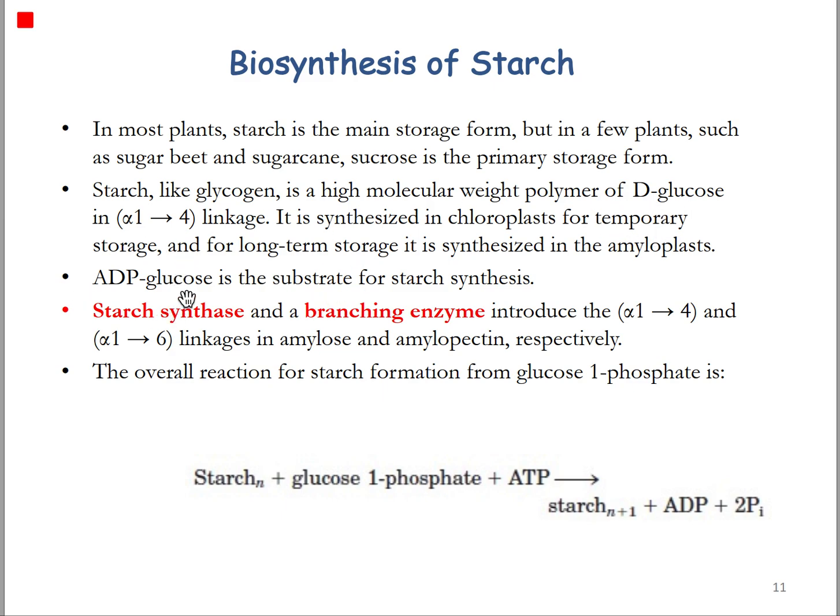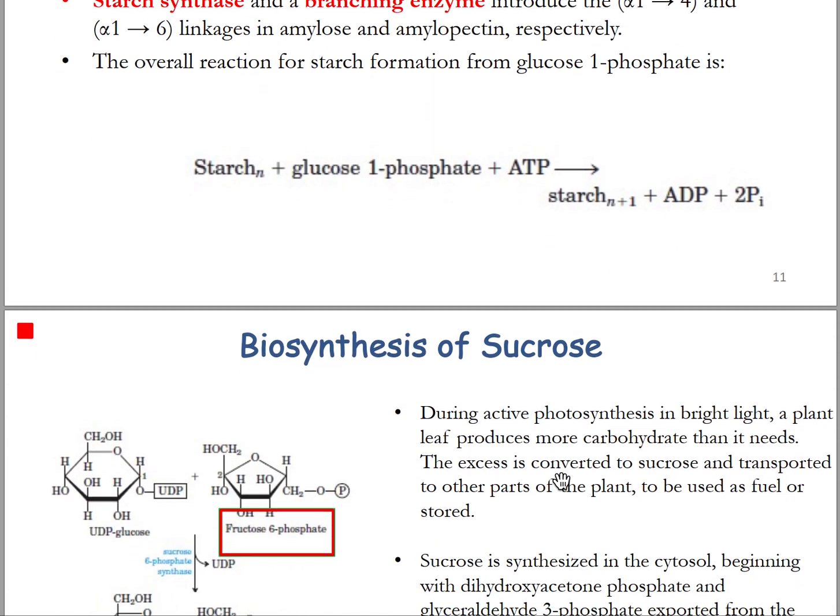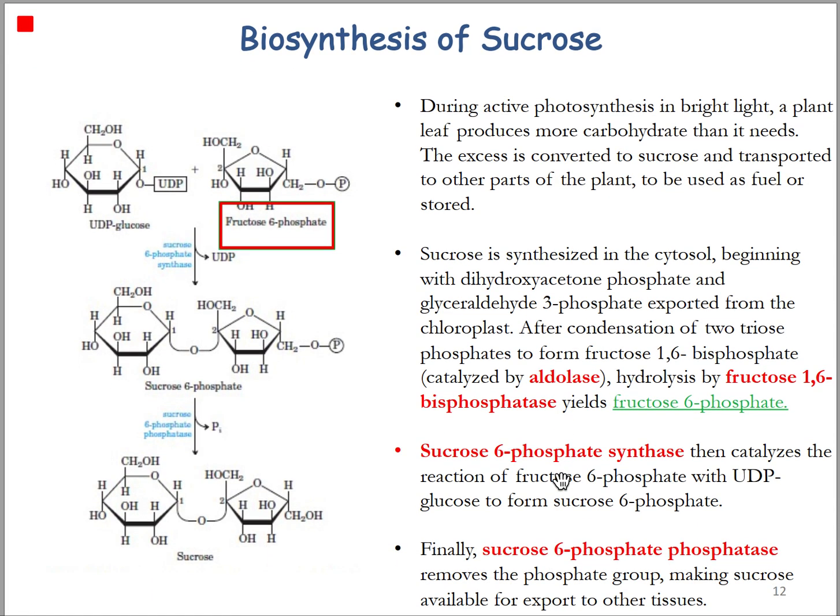So ADP glucose is the substrate for starch synthesis, and starch synthase and a branching enzyme introduce alpha-1,4 and alpha-1,6 linkages in amylose and amylopectin respectively. So this is the overall reaction: starch, having glucose 1-phosphate, is elongated by 1 glucose, and ADP is used here. So what about the biosynthesis of sucrose?